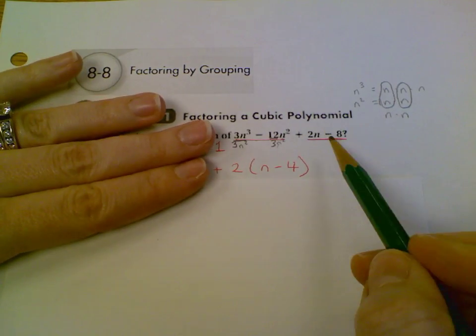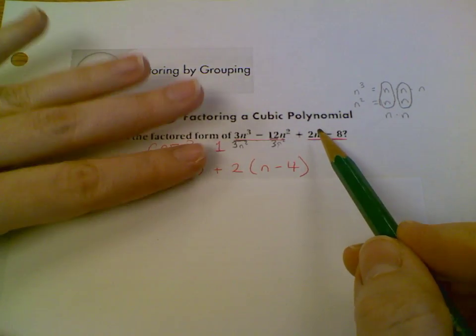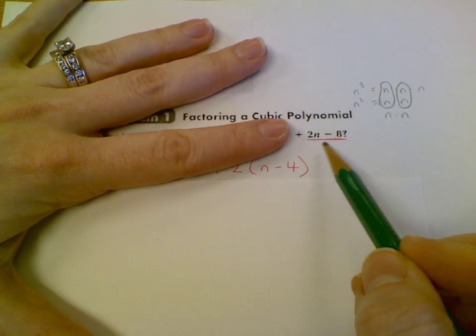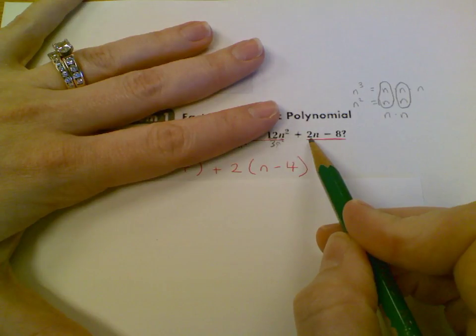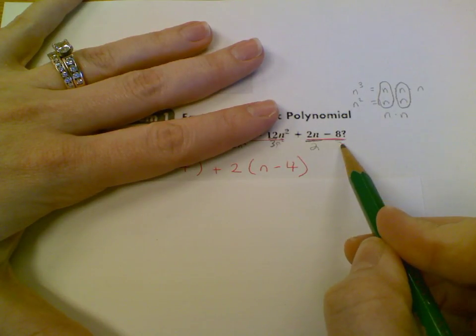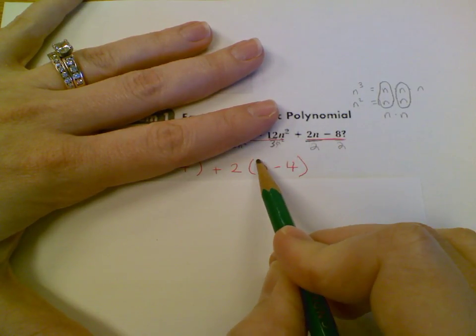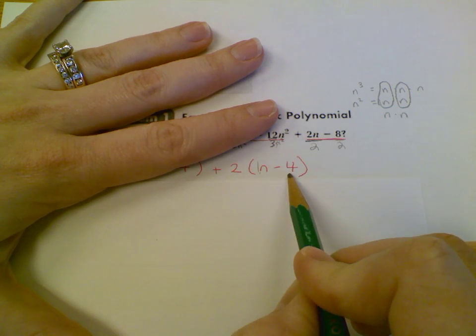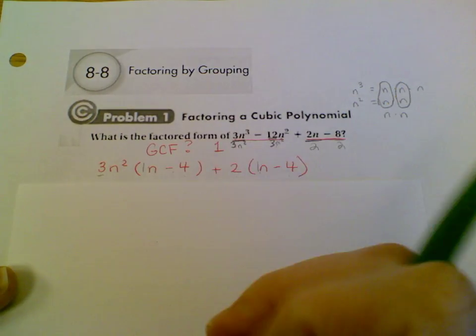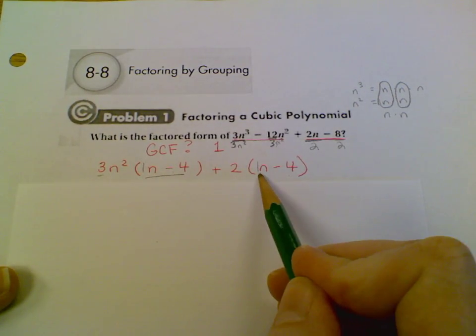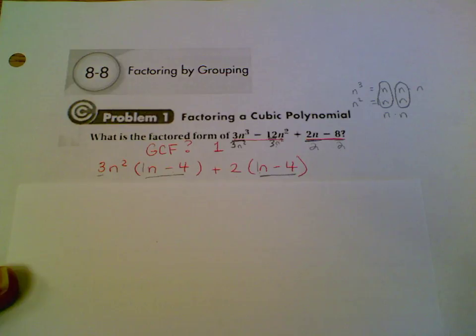Then I'm going to look at my second grouping. So now I'm going to look at 2n minus 8 and find the greatest common factor there. I'm going to divide by 2. So I get 1n, and I get negative 8 divided by 2, which is negative 4. Now the trick with this is that every time you do this, the stuff that you get inside of the parentheses, those should be the same.